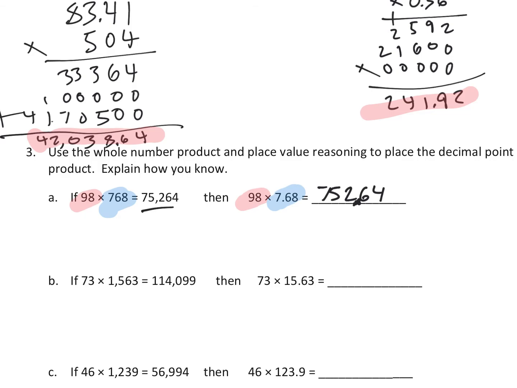Well, how do I know that? Well, I could say something to the effect of 7.68 would be like 768 hundredths.